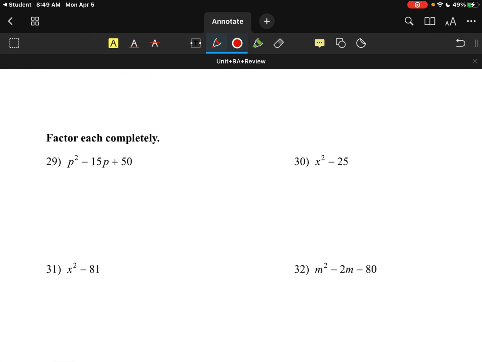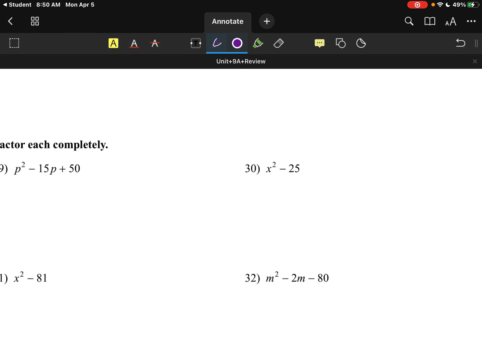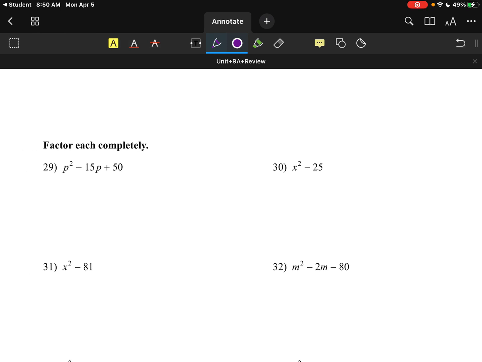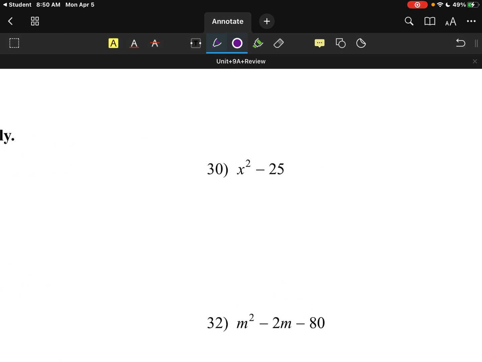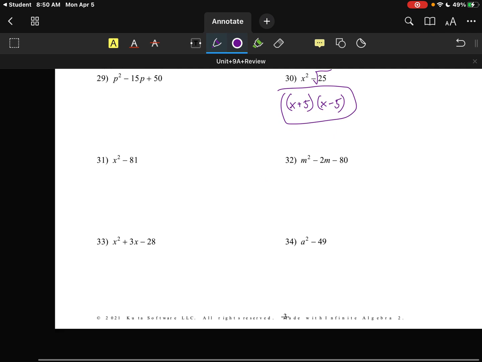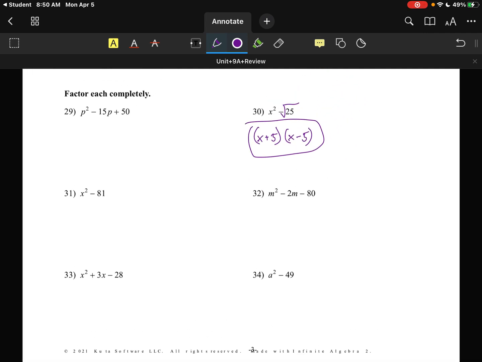And then there's some good old-fashioned factoring. We're introducing the difference of two squares here. Remember the difference of two squares: you have an x squared, so the x's go there, and you take the square root of the last number. The square root of 25 is 5, and then one has to be positive, one has to be negative. That's it. And there you go. If you have any questions.